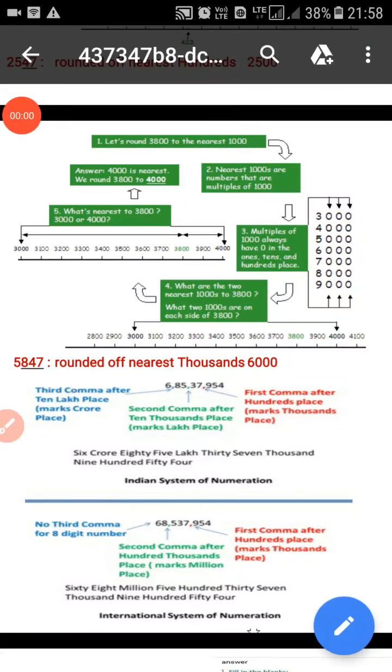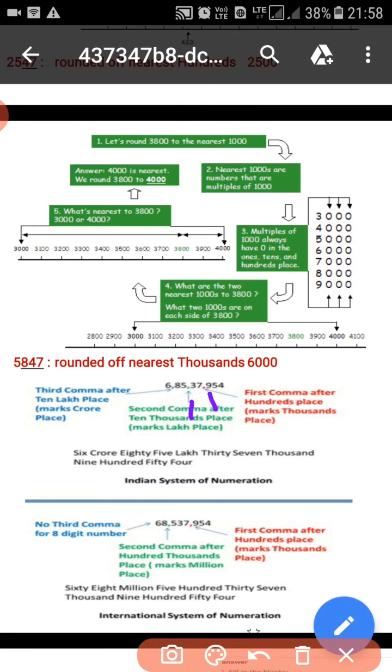Okay. The next is the Indian system of numeration and the international system of numeration. In the Indian system, the first comma comes after 3 digits from the right, and the next comma comes after the next 2 digits, and then after every 2 digits, and so on. Okay, that is the Indian system of numeration.